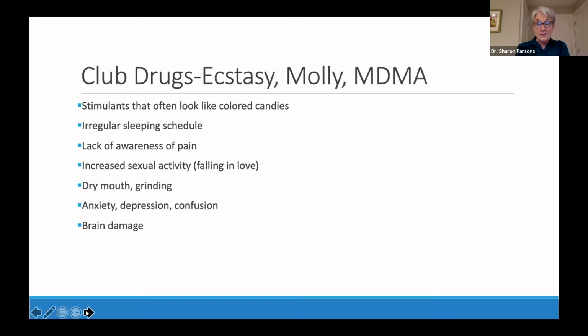Club drugs, big in high school, college, early 20s. Stimulants that often look like colored candies. They're going to have an irregular sleeping schedule, a lack of awareness of pain, increased sexual activity. They're always falling in love, dry mouth, grinding, anxious, depressed, confused, and long-term use can cause brain damage.